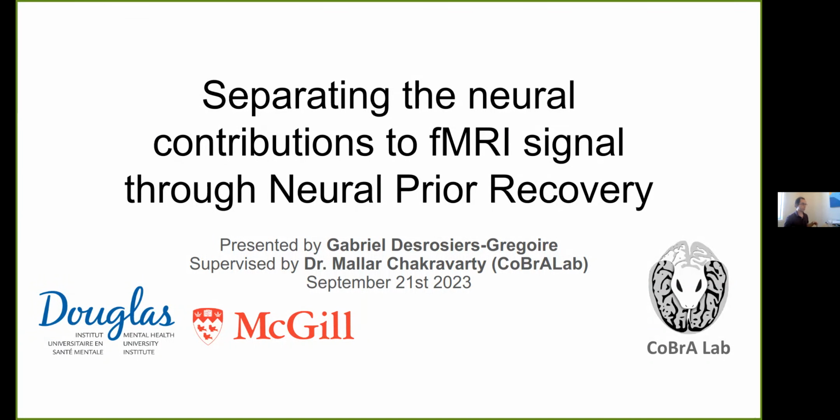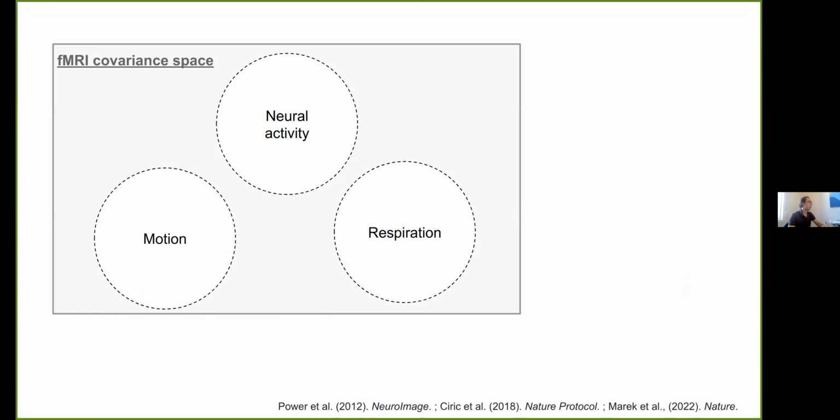And this is what this presentation is going to be about, more specifically with our technique I call neural prior recovery to analyze brain network using resting state fMRI. So I will begin with a cartoon that summarizes quickly the complexity of separating the different signal contributions in fMRI.